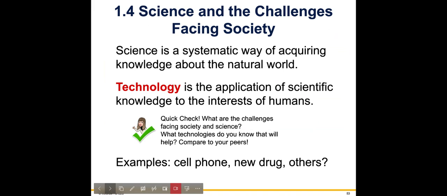And then, sort of a quick check here. You may want to pause. What are the challenges facing society and science? What technologies do you know that might help?